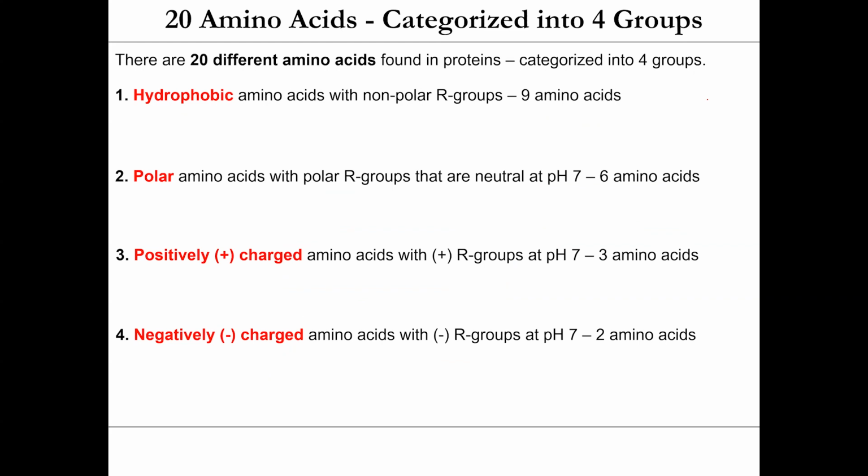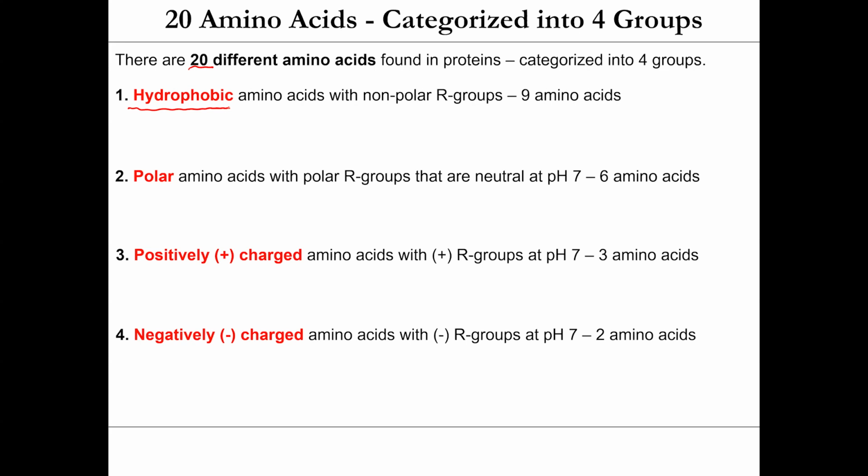All right, so now that we've discussed some of the features that amino acids have in common, we can see how they are different. So there are 20 different amino acids found in proteins, and these can be categorized into 4 groups. So there are some amino acids that are hydrophobic, so they have non-polar R groups. And 9 amino acids are going to fit into this category.